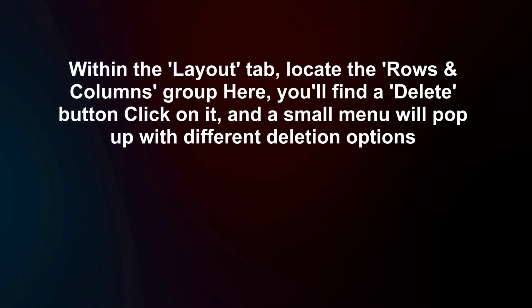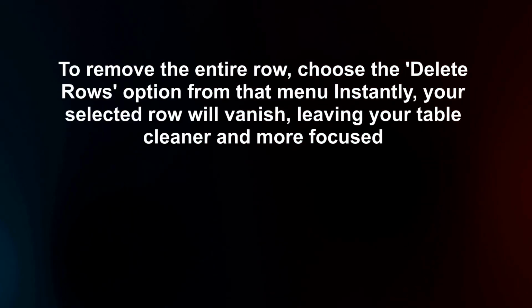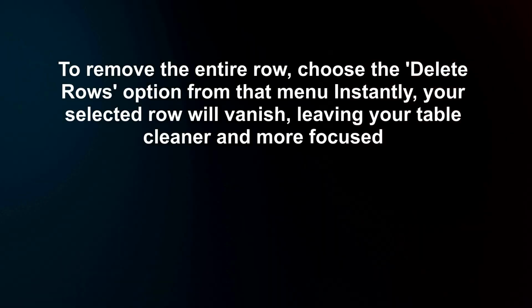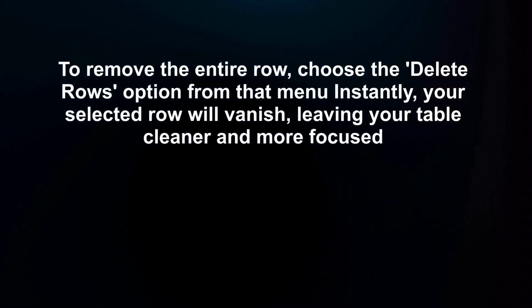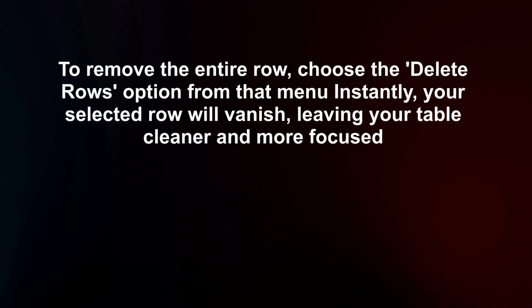You'll find a Delete button. Click on it, and a small menu will pop up with different deletion options. To remove the entire row, choose the Delete Rows option from that menu. Instantly, your selected row will vanish, leaving your table cleaner and more focused.